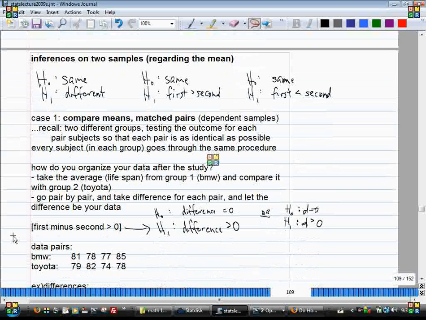Let me just throw the data at you, and then let's try to figure out how we would analyze this data. Oh no, I'm sorry, I'm just making this data up now. Let's say that the first pair is from the 37-year-old men. The 37-year-old man that drove the BMW lived to be 81. The one that drove the Toyota lived to be 79. Then you've got a pair of 25-year-old women. The one that drove the BMW lived to be 78. The one that drove the Toyota lived to be 82. Etc., etc. Now, how can we analyze this data?